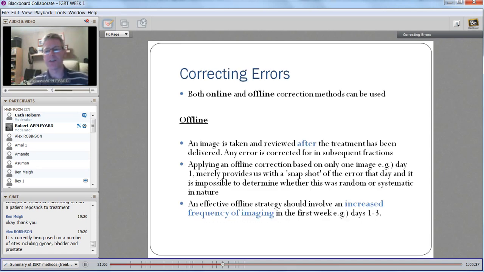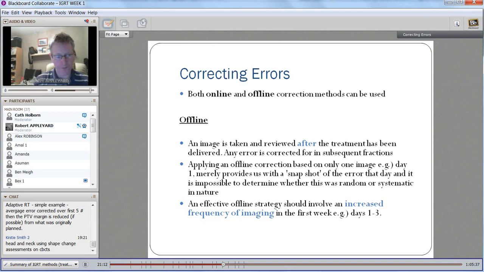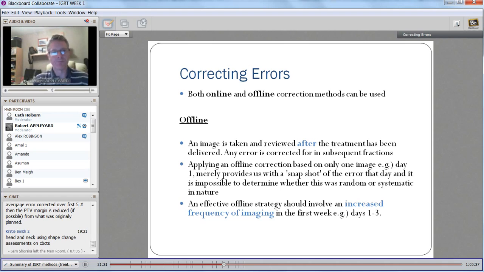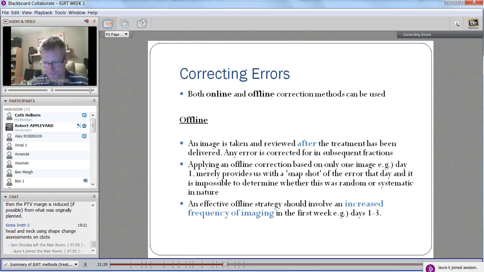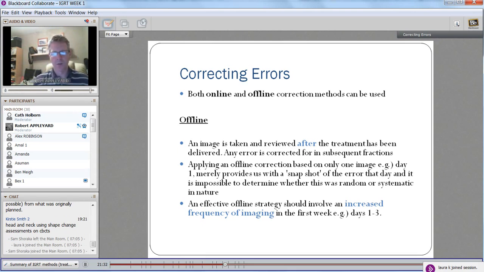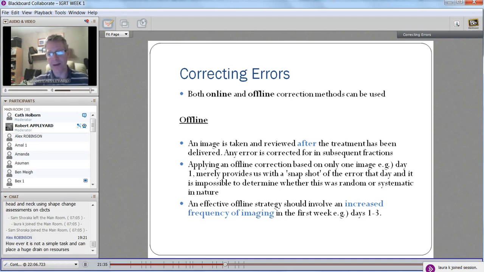Okay, so in terms of some basics of correcting for errors, we can talk about offline approaches and online approaches. So offline, I mean, it's all fairly self-explanatory, and I'm sure you're all familiar with this. Okay, so offline corrections of errors, we're taking an image and then we're looking at it after the treatment's been delivered and then making a decision. So it gives us just a quick snapshot of what's gone on and then allows us to implement some strategy to decide what we're going to do.